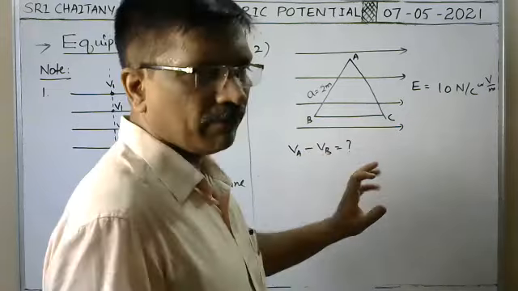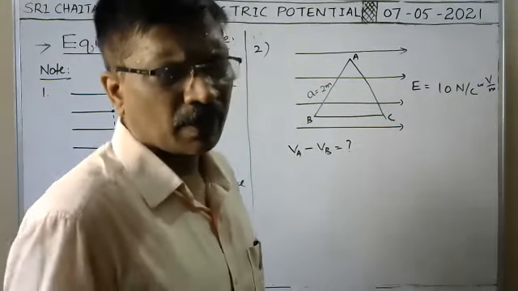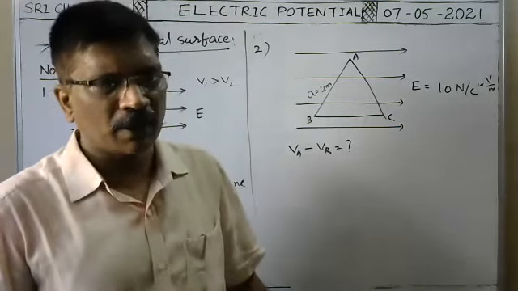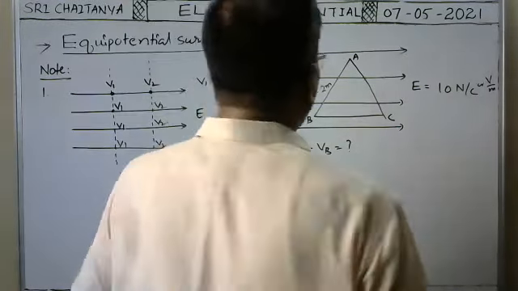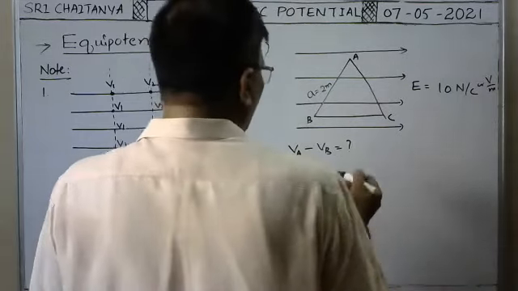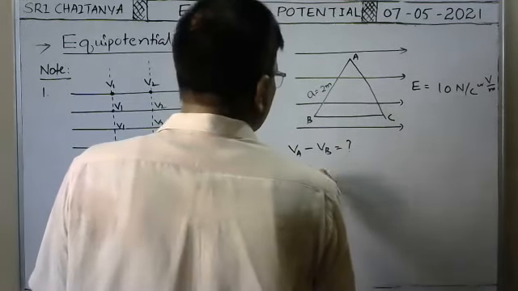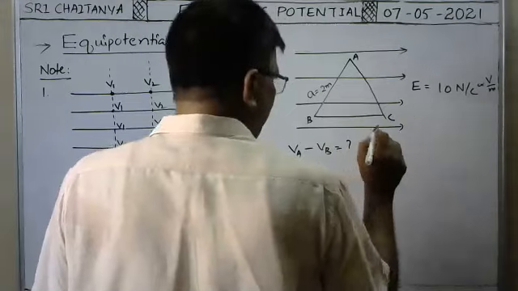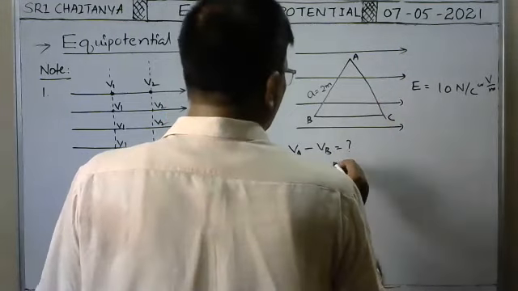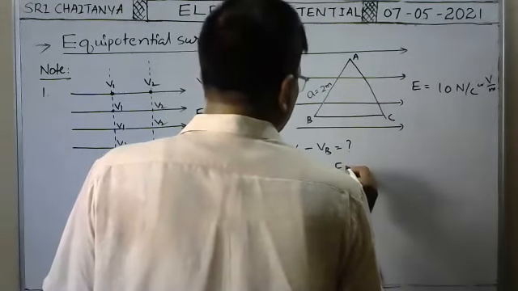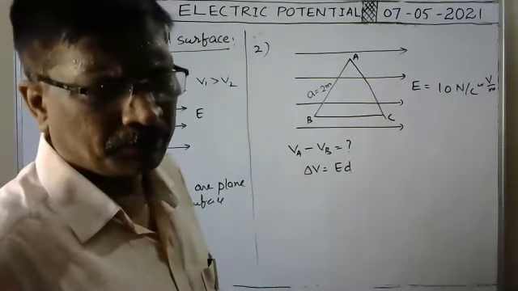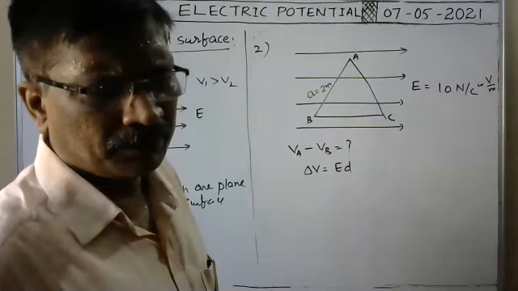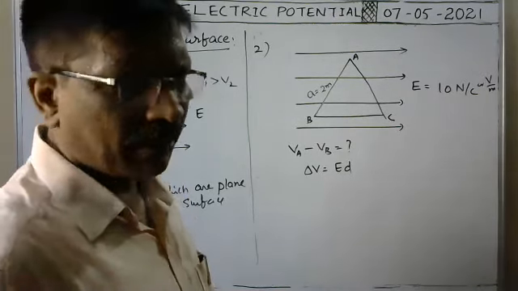So VA minus VB, will you get negative or positive? Negative. Very good. Now, how can we find it? Already we know that between 2 points, if the electric field is uniform, then the potential difference between 2 points separated by distance is equal to E into D. We have the formula. Am I right? Okay, we have the formula.